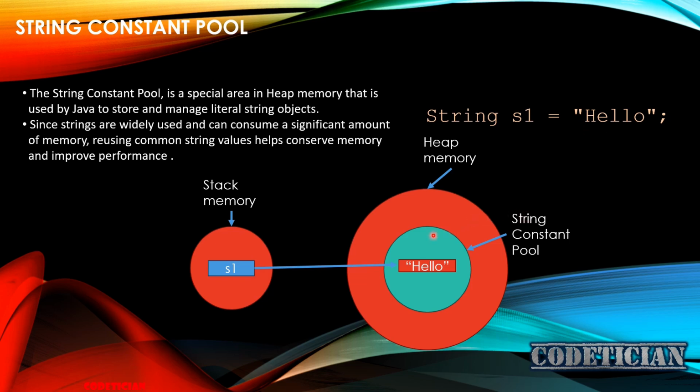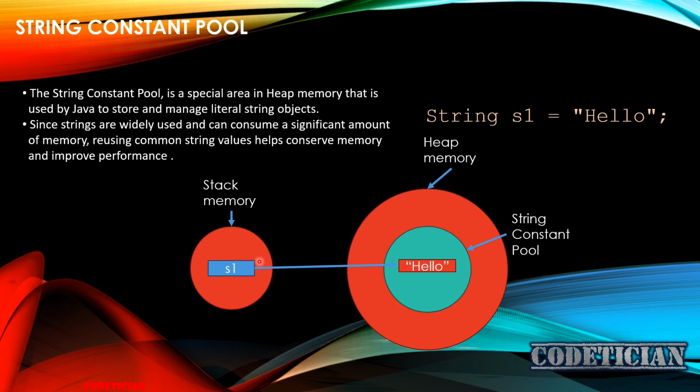It will look in the string constant pool to see whether we have a string literal having the value hello. If we have, then it will return the reference of this to the variable s1. If it doesn't have, then it will create one string literal with the value hello and then return the reference to s1.